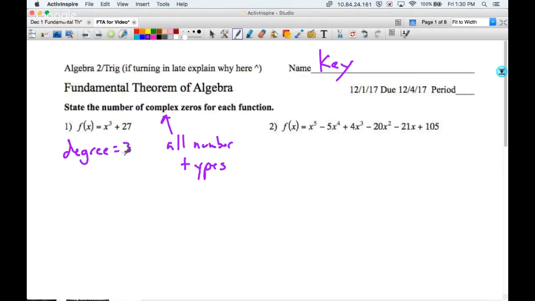So this is degree 3. So complex roots or complex zeros equals 3. No more, no less. This one would be a 5.